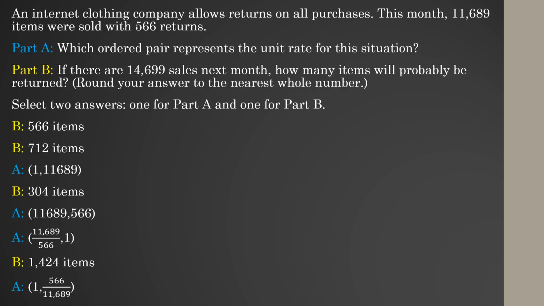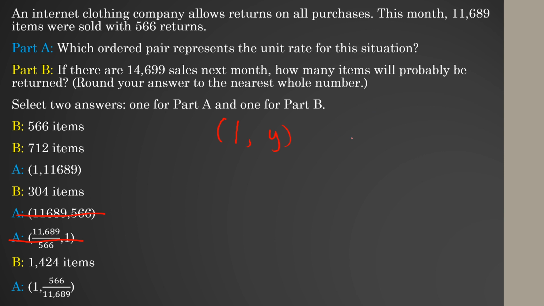Next question says that an internet clothing company allows returns on all purchases. This month, 11,689 items were sold with 566 returns. Part A is asking which ordered pair represents the unit rate for this situation. This one is a bit tricky because we're asked which one is the unit rate. Okay, so that means that we need to have a 1 in our x. So I need to have a 1 here and then some number for my y. So this one and this one are both out because they do not have a 1 for our x.